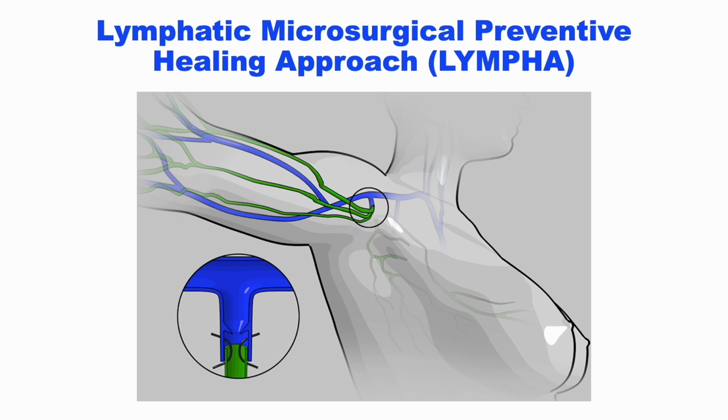In addition to performing axillary reverse mapping, the skilled surgeon might also perform a procedure called S-Lympha, Simplified Lymphatic Microsurgical Preventive Healing Approach, to reconnect and restore lymphatic flow if arm draining lymphatic vessels are divided during lymph node surgery. S-Lympha has been shown to significantly reduce the risk of lymphedema in patients undergoing extensive lymph node surgery.